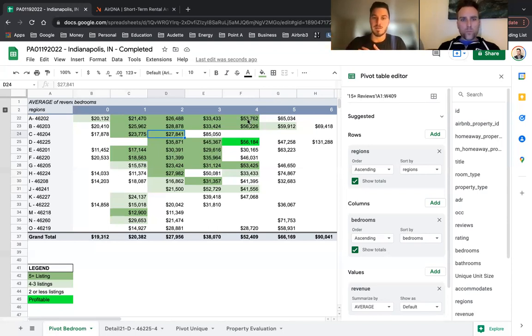What I can see right off the bat is the 4 bedrooms are definitely making the most money in comparison to any of the other sizes. And then there's not a lot of data on 5 bedrooms, right? So where I would start personally is in the 4 bedroom area, and I would try and figure out what's going on there. Also keep in mind that these are averages, so some are doing better and some are doing worse.